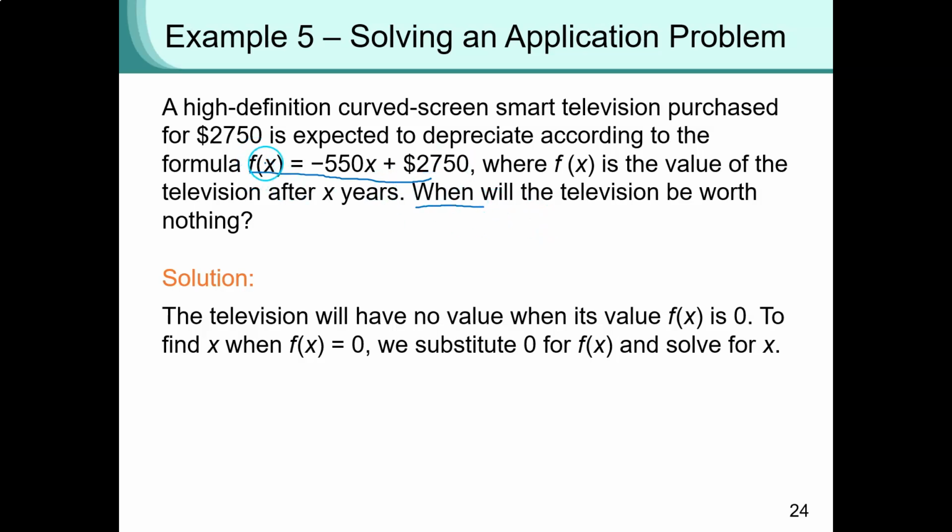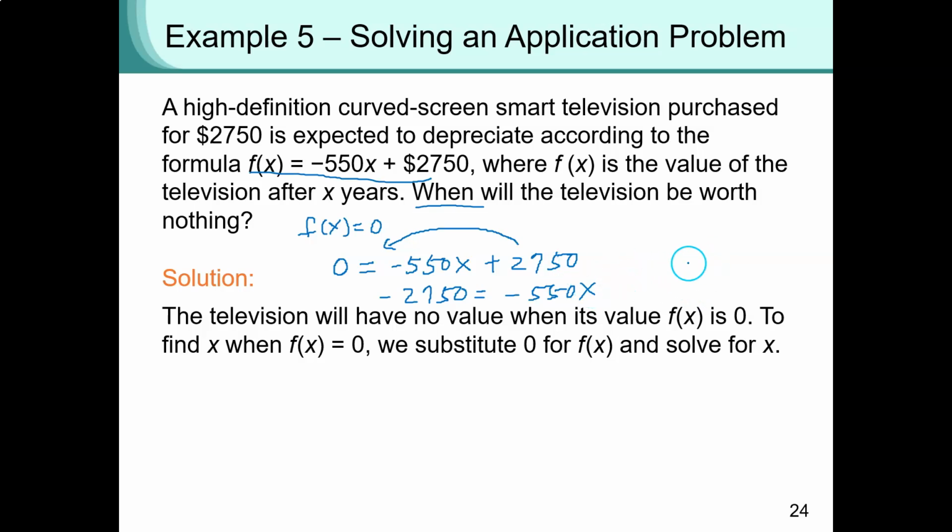So that means they are looking for f of x equals 0, right? So now we just set f of x equals 0. So the equation is -550x plus 2750. Now we solve for x. That means bring 2750 to the left-hand side, so you get -2750 equals -550x. Now divide by -550 on both sides, and you'll get x is equal to 5. So that means after 5 years, the television will be worth nothing.